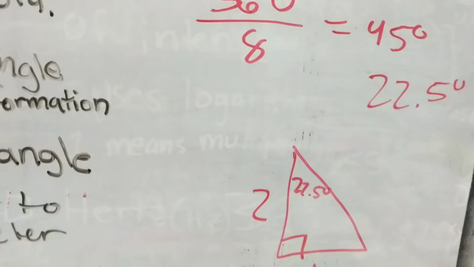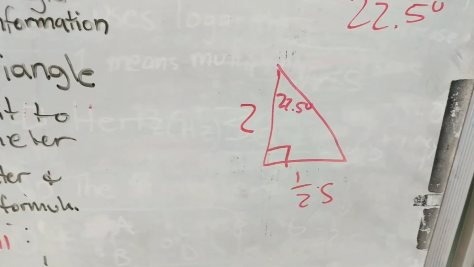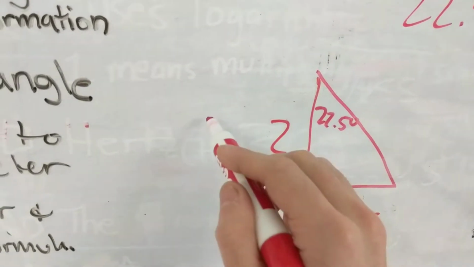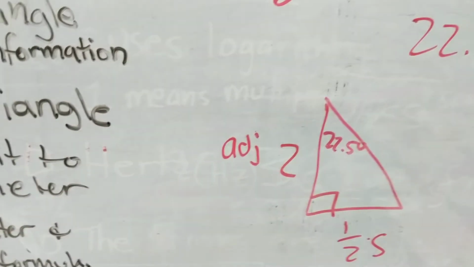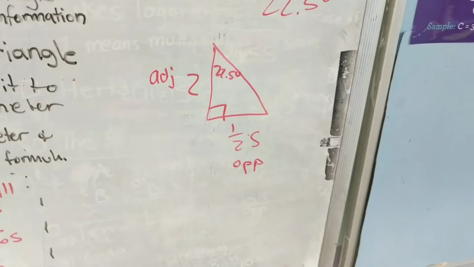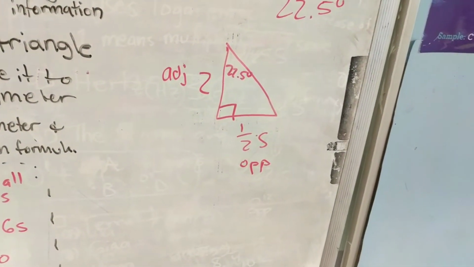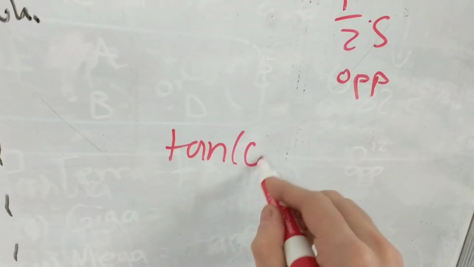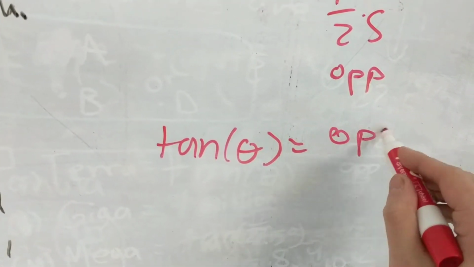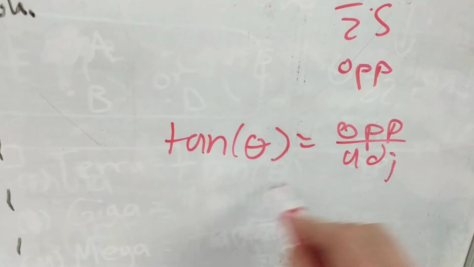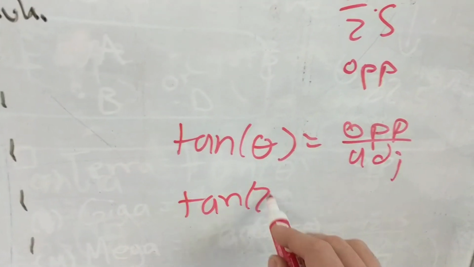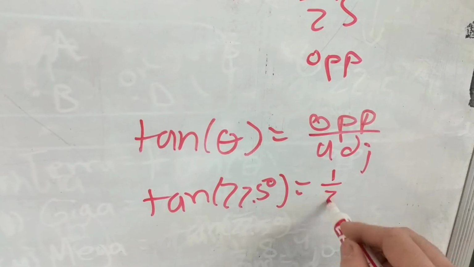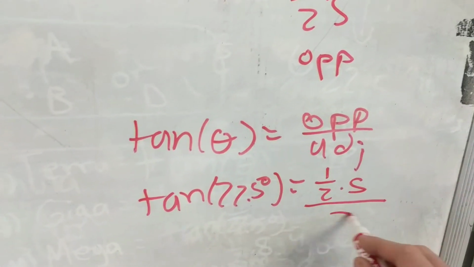Now we solve our triangle right here for S. Notice that this will be the opposite side to the angle. This will be the adjacent side to the angle. Tangent is the trigonometric ratio that has opposite and adjacent. So therefore, we will take the tangent of theta is equal to opposite over adjacent. The tangent of 22.5 degrees is equal to 1/2 times S divided by 2.